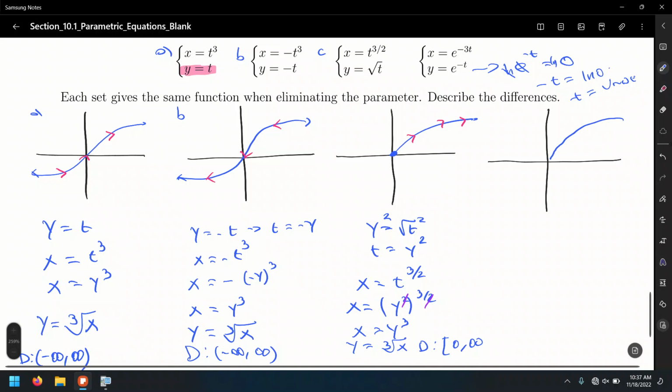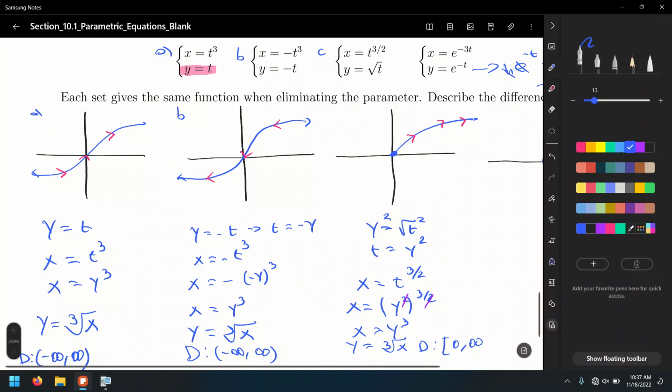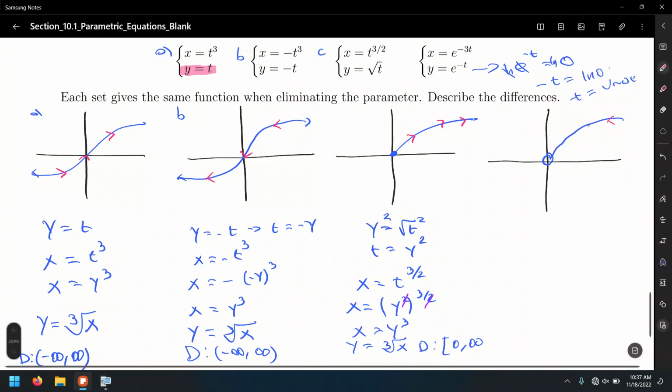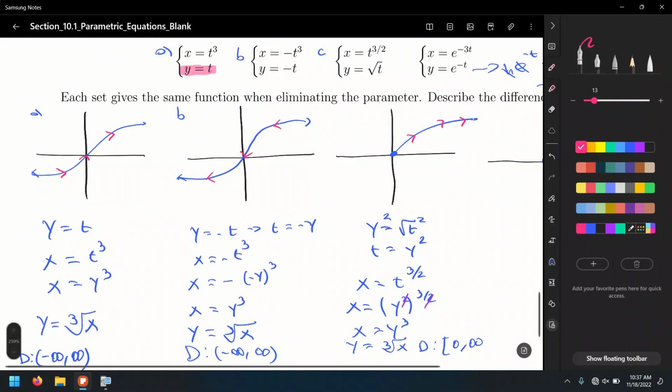So how do we represent this undefined thing? Well, we need to represent this with an open circle in this case. So that means the particle, the rocket, whatever it is, a bullet or a plane or a car, yes, it's going to travel in this direction, but it's never going to touch the origin in this case. So now let's work on eliminating the parameter.